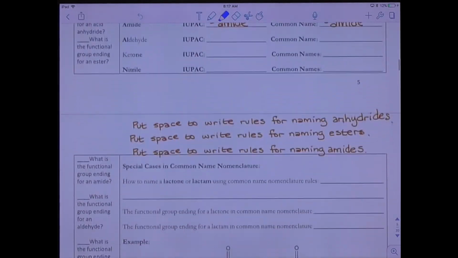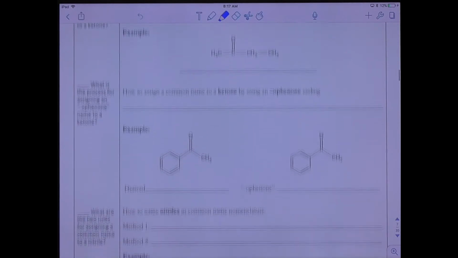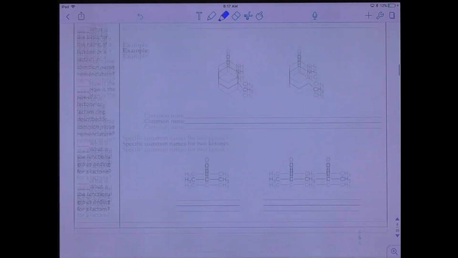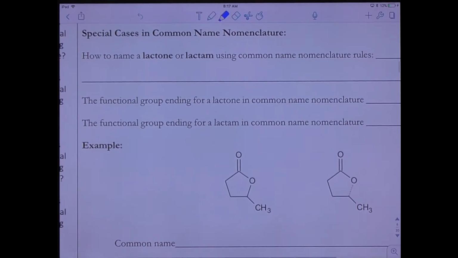We're going to get into some of the special cases. They're special. We'll do lactones and lactams today. We might start venturing into the dark territory of aldehydes and ketones. We'll see.